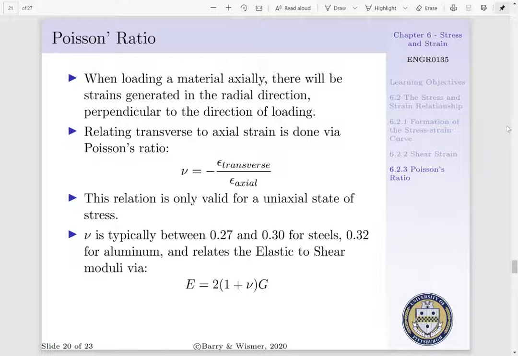And we can use Poisson's Ratio to relate our elastic modulus to our shear modulus. That is, our modulus of elasticity E is equal to 2 times the quantity 1 plus nu times our shear modulus.